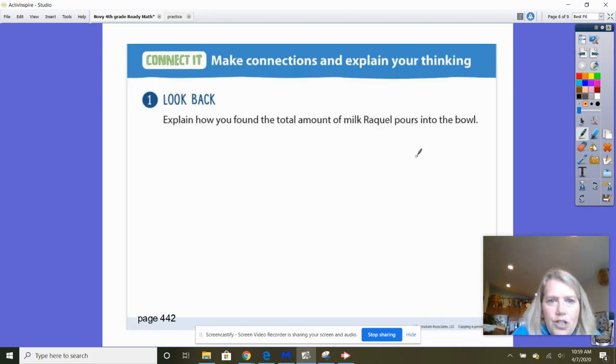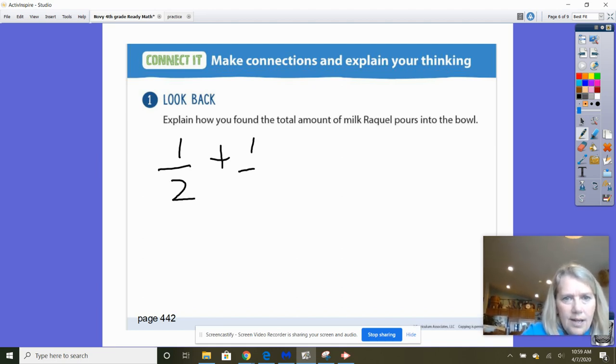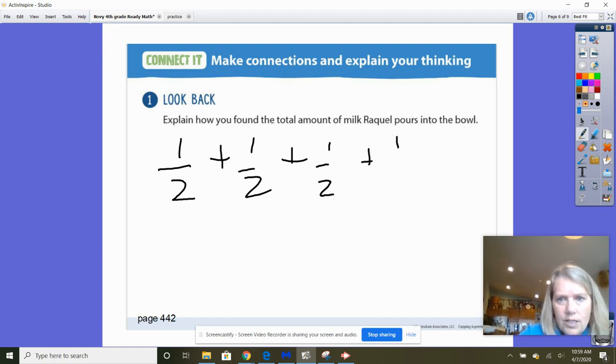On page 442, explain how you found the total amount of milk Raquel pours into the bowl. So go ahead and explain. Maybe you didn't use a number line. Maybe you did it with the fraction pieces. Maybe you did 1/2 plus 1/2 plus 1/2. So explain how you did it. This is probably another way to explain the way I was thinking.